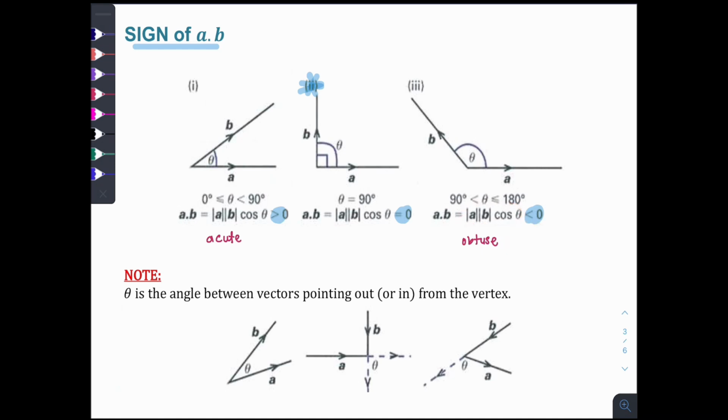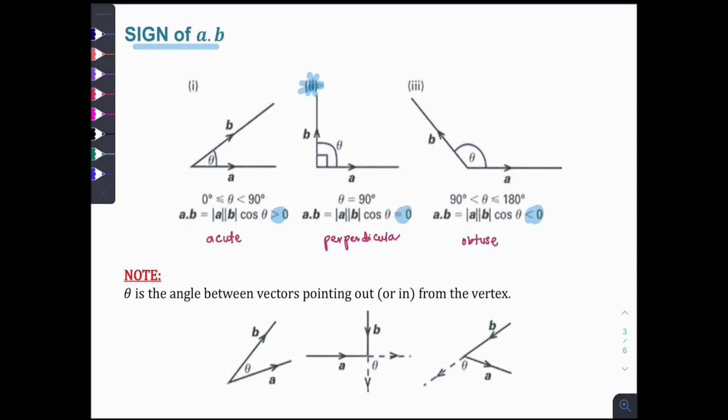As for the second one, when they are perpendicular, if you substitute 90 degrees into cos theta, cos 90 is equal to 0, and 0 multiplied with anything is still 0. Therefore the dot product is equal to 0 when the two vectors are perpendicular.